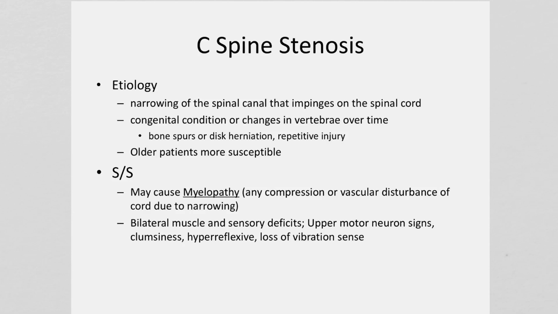The last pathology we're going to talk about is C-spine stenosis because it is present and you may have a patient present to you in the clinic. However, remember, we're thinking older patients are most susceptible, but there are younger patients who can suffer from it too. The etiology or mechanism of injury is a narrowing of the spinal canal, and so you have impingement on the actual spinal cord itself, right? This can be a congenital condition. So a patient could be born with some type of space-occupying lesion, could be born with a more narrow vertebral canal, which automatically starts the stenosing process, or it could be linked to changes in the vertebrae over time.